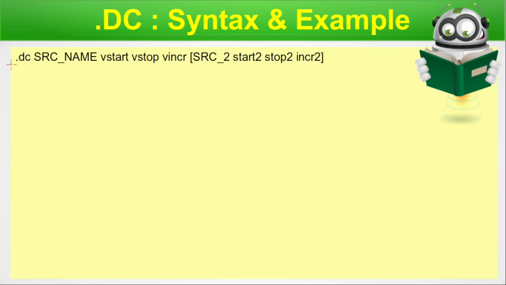So here is the syntax: .DC, then we have the source name, then the start value of the voltage, the stop value of the voltage and the incremental value of the voltage. And in case we have some other source, that can also be there: source 2, start, stop and incremental value. Start means it will start at some value, stop means it will stop at that value, and increment means the steps by which the voltage will get incremented.